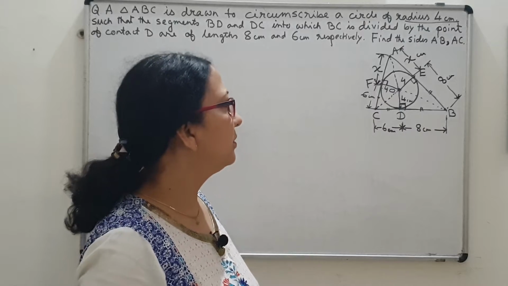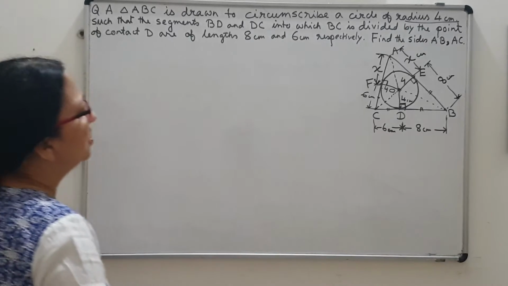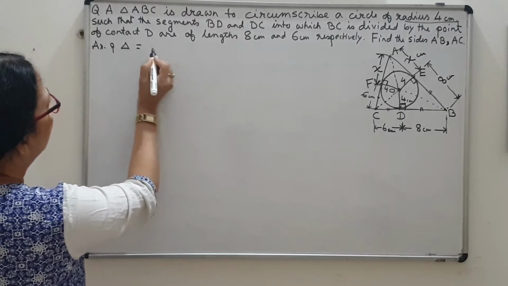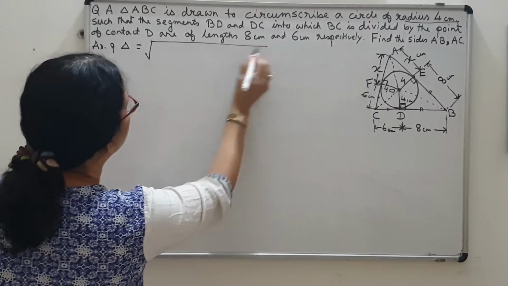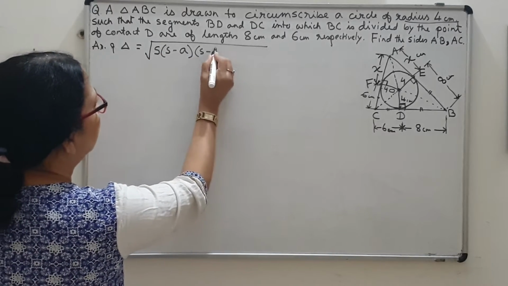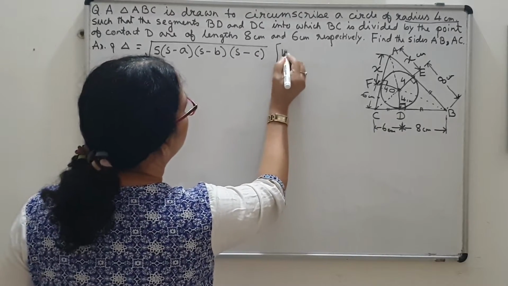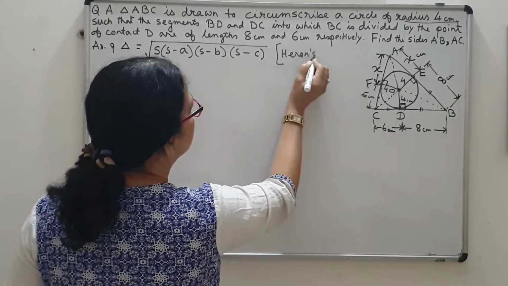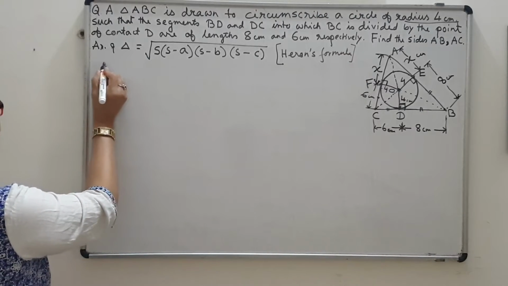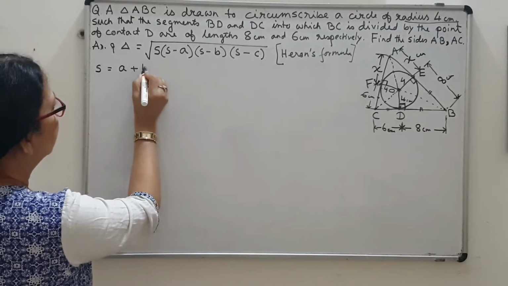So let us first try with Heron's formula. Let us do that one first. What was the area by Heron's formula? The area of a triangle by Heron's formula is the square root of S into S minus A into S minus B into S minus C. And if you recall, S was the semi-perimeter, that is the sum of the sides A, B, C of the triangle divided by 2.